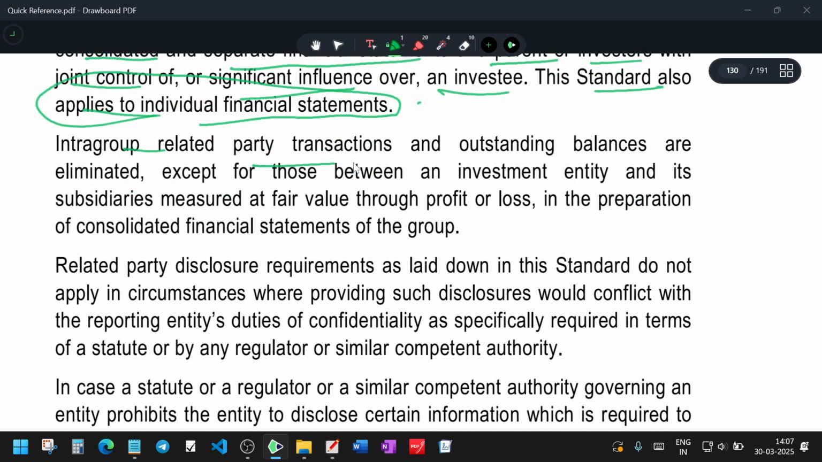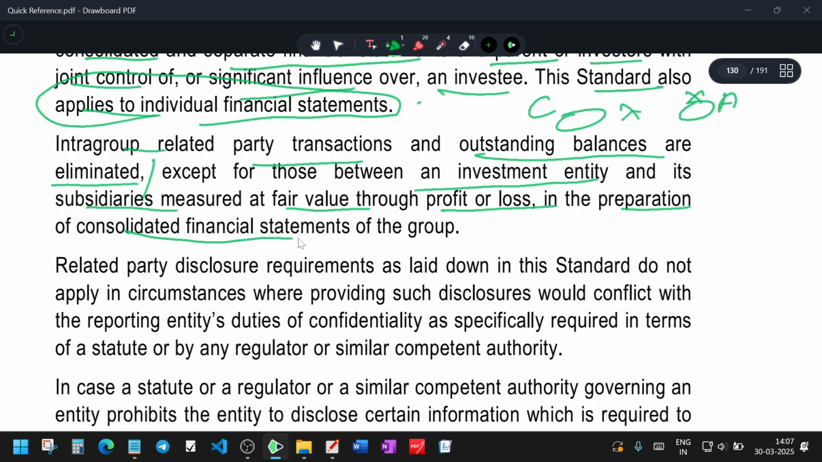The intergroup related party transaction outstanding balances are eliminated. So intergroup balances, the current assets and current liabilities, knock off, except those between the investment entity and subsidiaries measured at fair value through profit and loss in the preparation of consolidated financial statements of the group. So, the related party transactions that were outstanding assets and liabilities are eliminated.